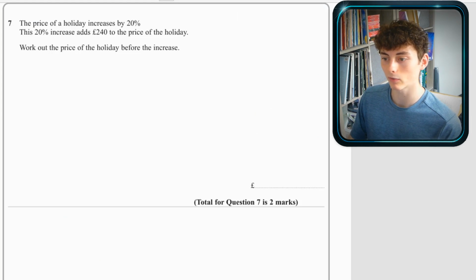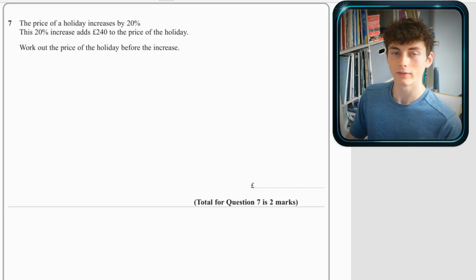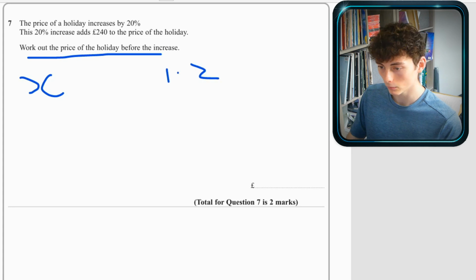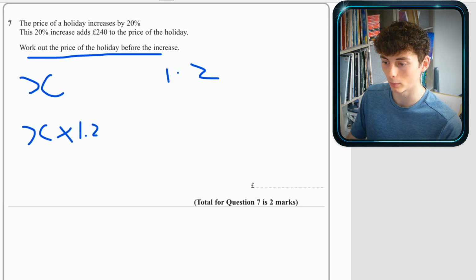Okay, question 7. Price for a holiday increases by 20%. And this 20% increase adds £240 to the price of the holiday. What was the price before? So once again, we'll use some algebra and say the price of the holiday before is X. And you also need to know that a 20% increase is a multiplier of 1.2. So the price of the holiday before, X, multiplied by 1.2 equals the new price.